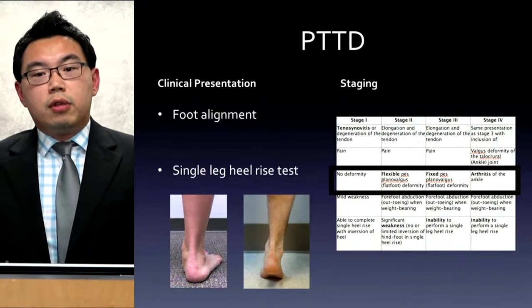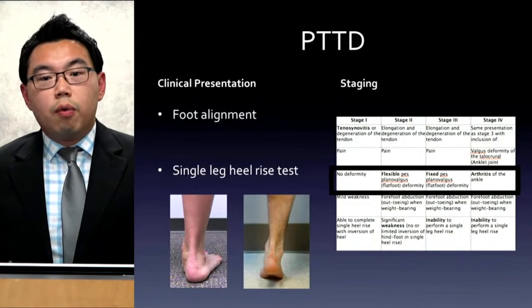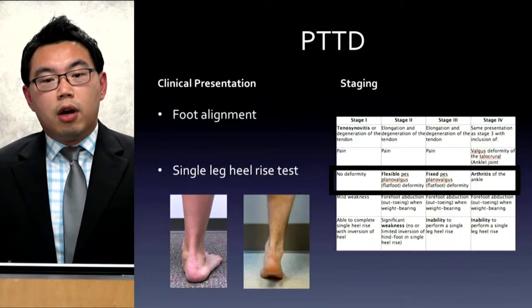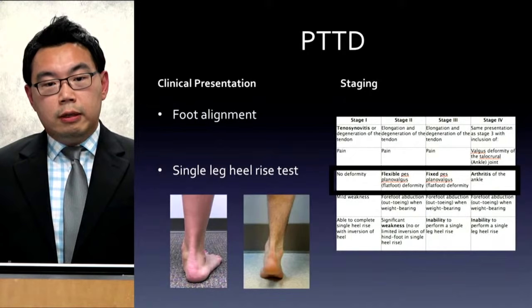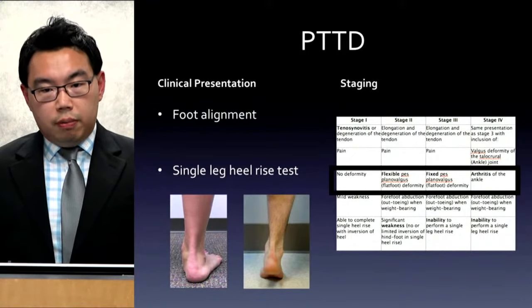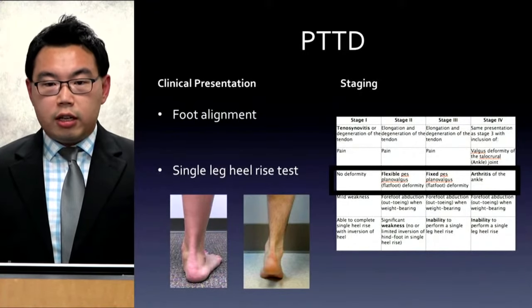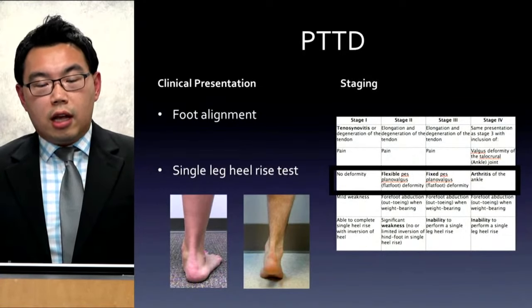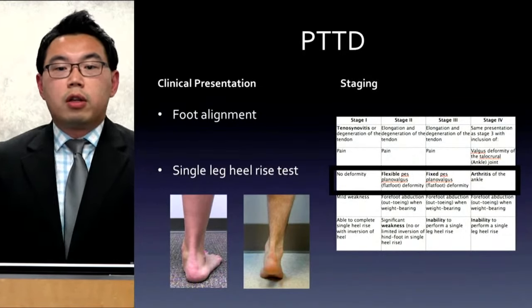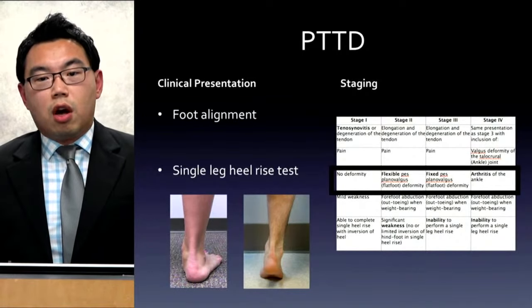So it depends on the different staging, and that really governs how we treat it. In stage 1, there is no deformity, meaning that if you look at their feet on the ground, you see a straight neutral alignment. So that's tendonitis. The arch hasn't dropped. There's no harm being done. And usually that gets treated very well. It has good outcome with non-surgical options.